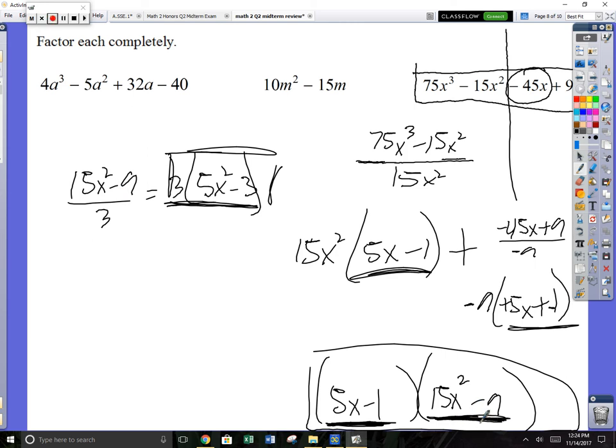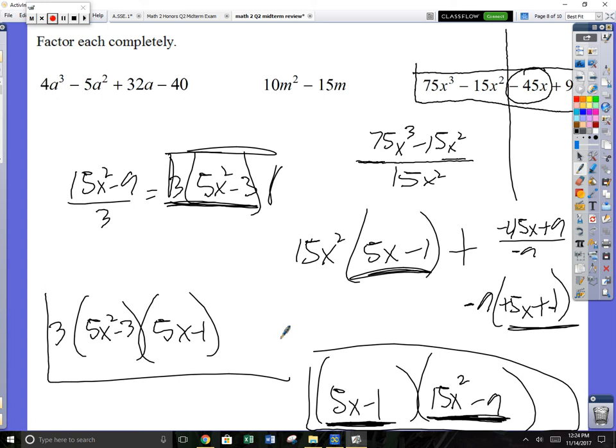So you got to make sure you look at what you think your answer is. If you can shrink it down further, keep going. So your final answer is going to be 3 times 5x squared minus 3 times 5x minus 1. The order of those does not matter. The only thing that matters is the signs. As long as your signs match up, you're in business.